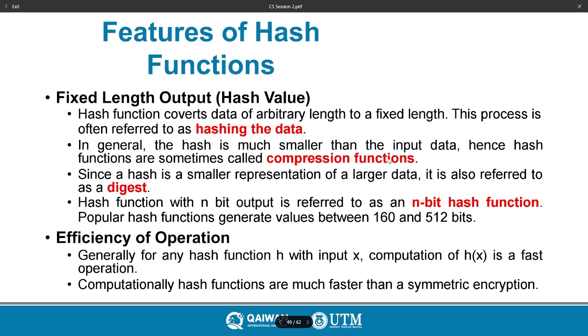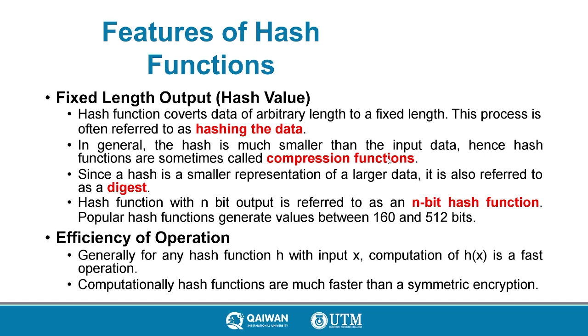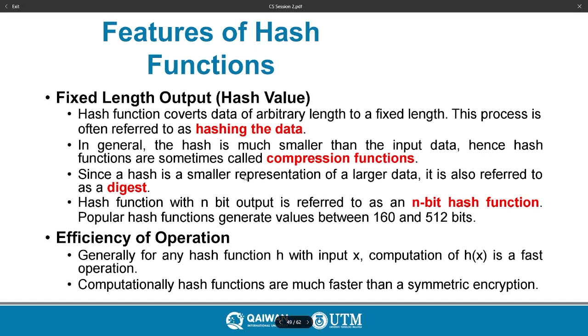Also, this might be asked: is the hash function also called a compression function? Well, this is the important part. Since the hash is a smaller representation of a large data, it is also referred to as a digest. A hash function with n bits of output is referred to as an n-bit hash function. Popular hash functions generate values between 160 and 512 bits. Efficiency of operation: generally for any hash function h with input x, computing h(x) is a fast operation.